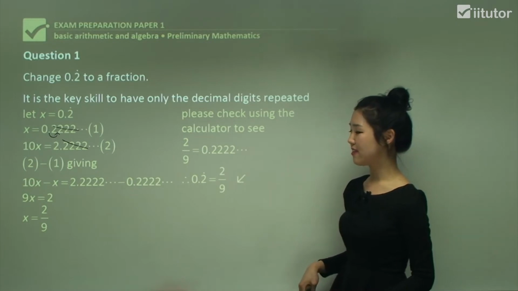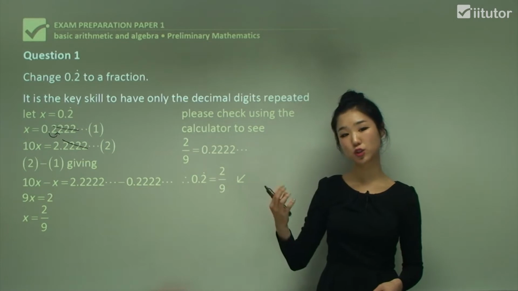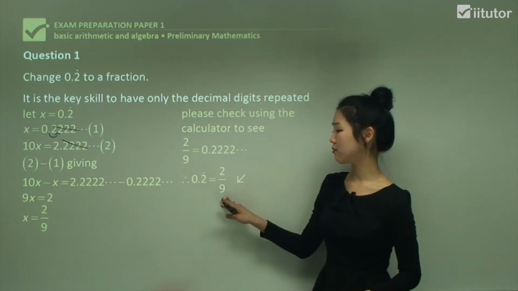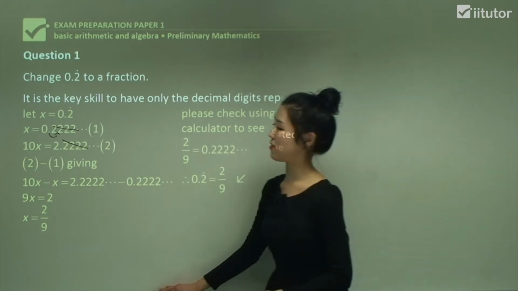So we know that that's the case, therefore x, or our recurring decimal 0.22222, is in fraction form 2 over 9. Okay, so that's pretty much it. Hopefully that wasn't too bad.